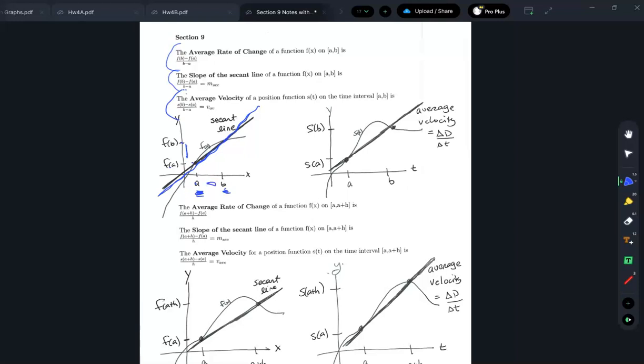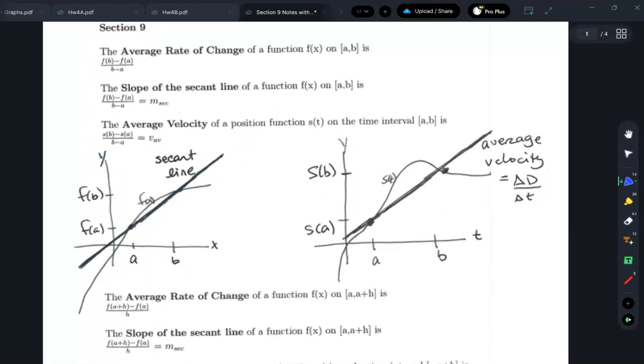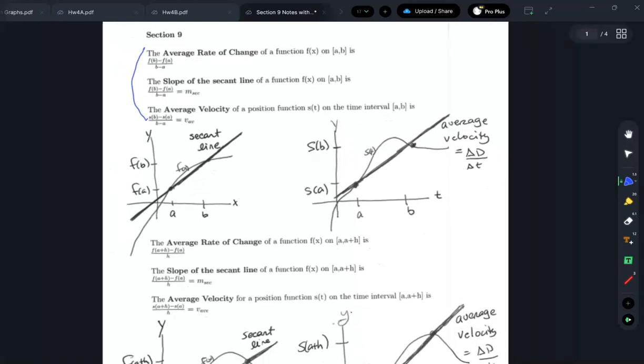x values. Now if this is given in time, where I'm talking about the function s of t, and I want to find the average velocity, you know that means change in distance over change in time. S of B minus S of A over B minus A, right? So it's the same thing. I don't want you to get confused. They all mean the same thing.